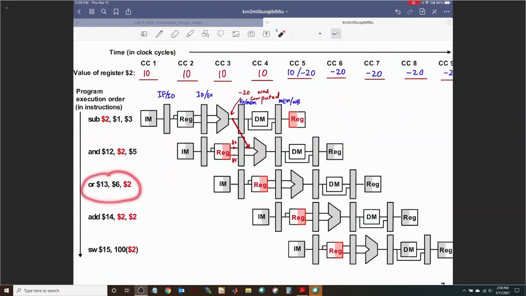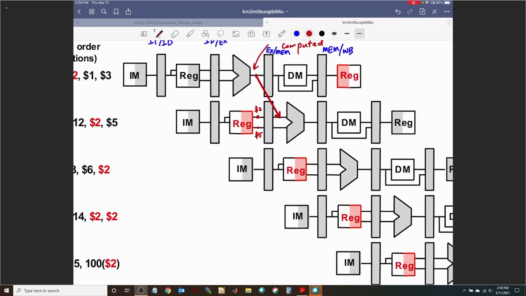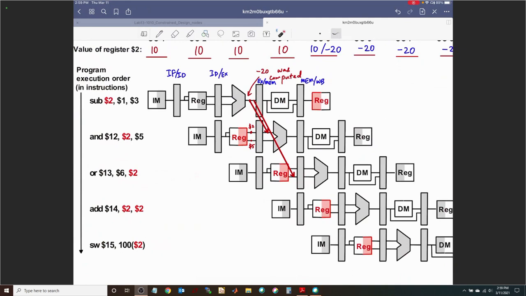This OR operation is also using the old value, negative 10, right? So if there was a way for me to forward from here to here, that's where $2 is, right? There is RS, there is RT. This is RT. So to avoid the data hazard for the OR, I could have forwarded that same value of negative 20 to this particular point, so that OR would have used the new value.